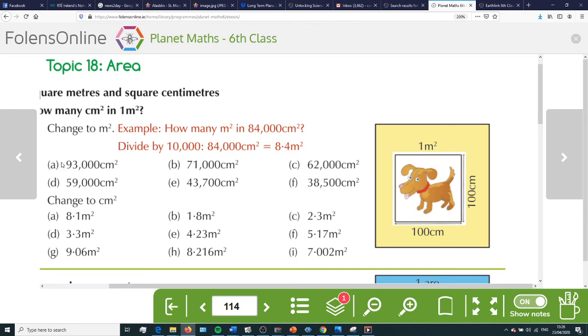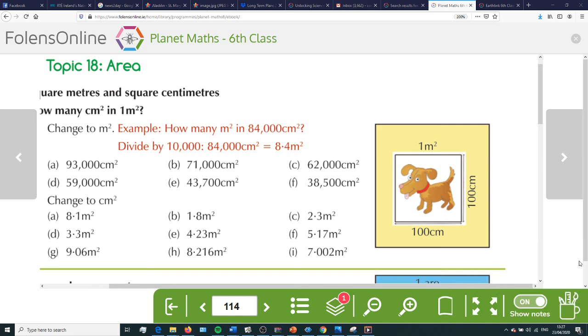Okay, so let's take a look at the first one here first. 93,000 centimeters squared. What's that in meters? Well, I'm going to imagine that it's going to be 10,000. I'm dividing by 10,000. So move the zero place. 1, 2, 3, 4. Okay, so that means if you wrote 9.3 meters squared, you'd be absolutely right.